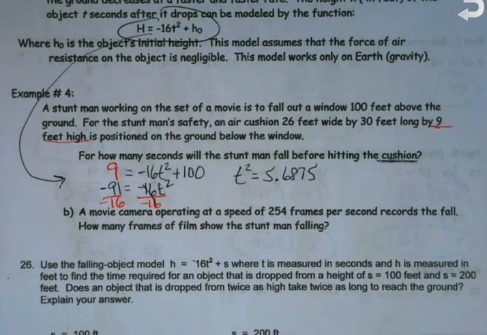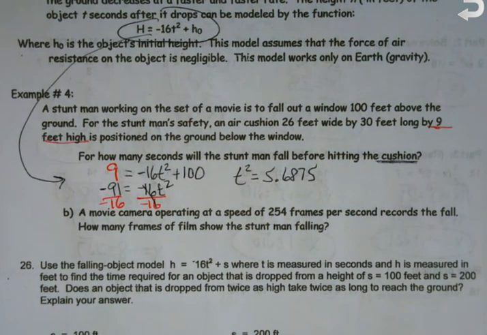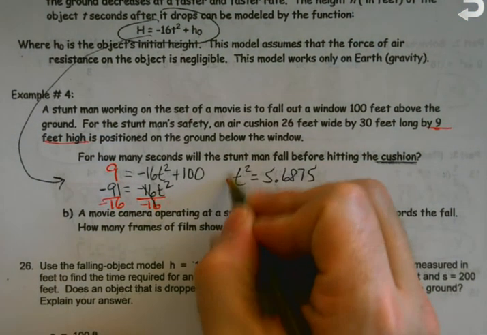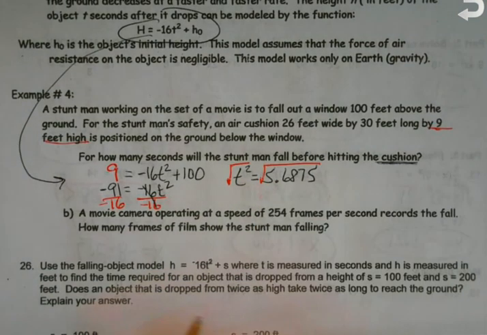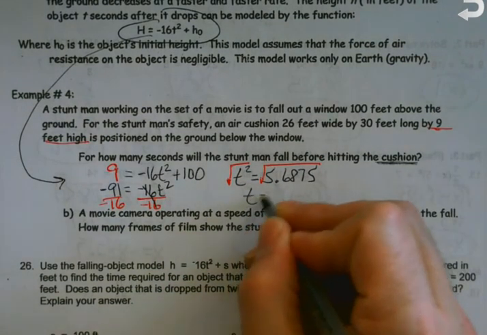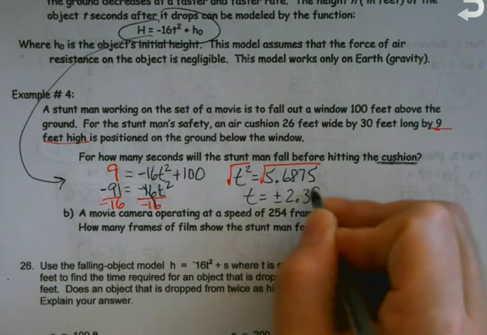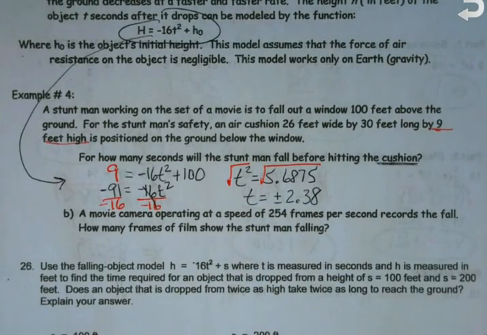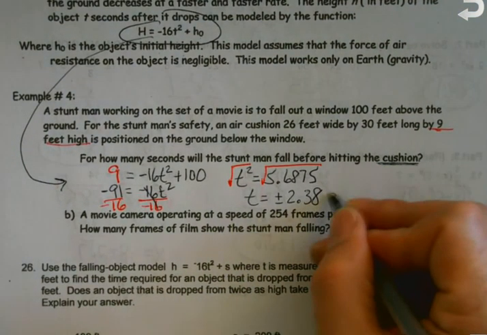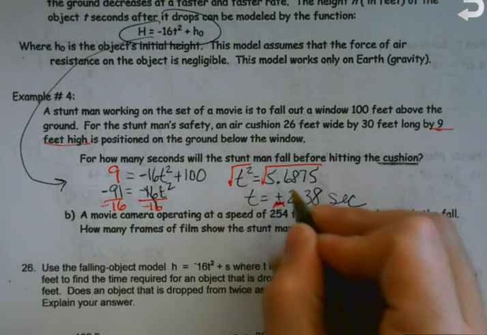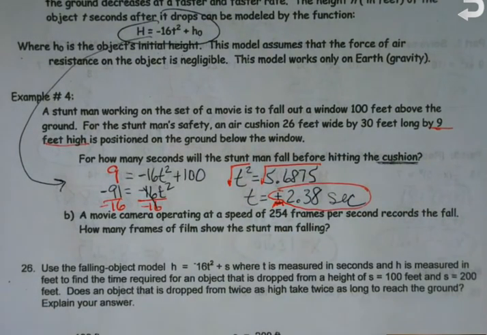91 divided by 16 gets me this decimal. And again, in this case, that's okay. And I do my square root. We're going to have to think about this for a second. So this guy's going to hit that cushion in a little over 2 seconds. Do I get to keep the plus and the minus? Can't have negative seconds. That doesn't make any sense. So I just want the positive 2.38 seconds.